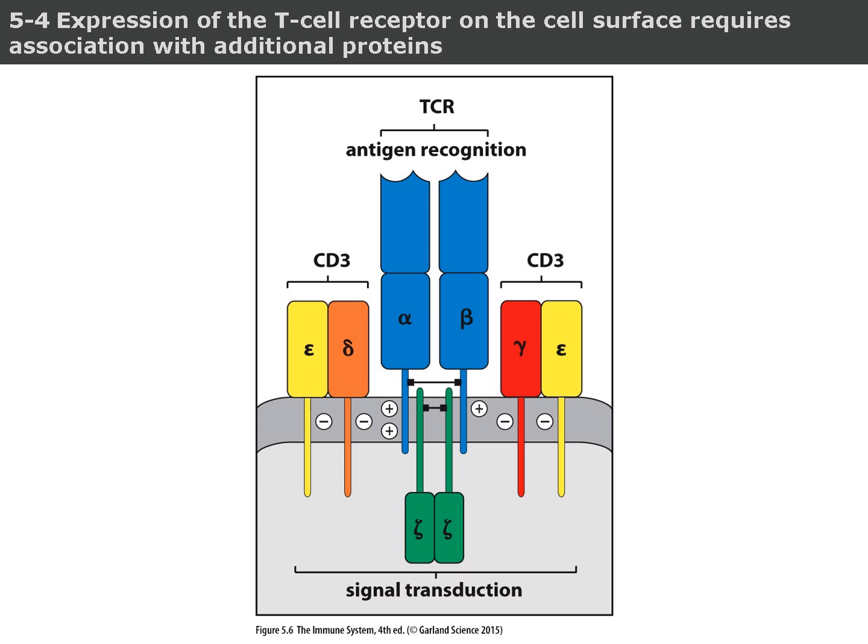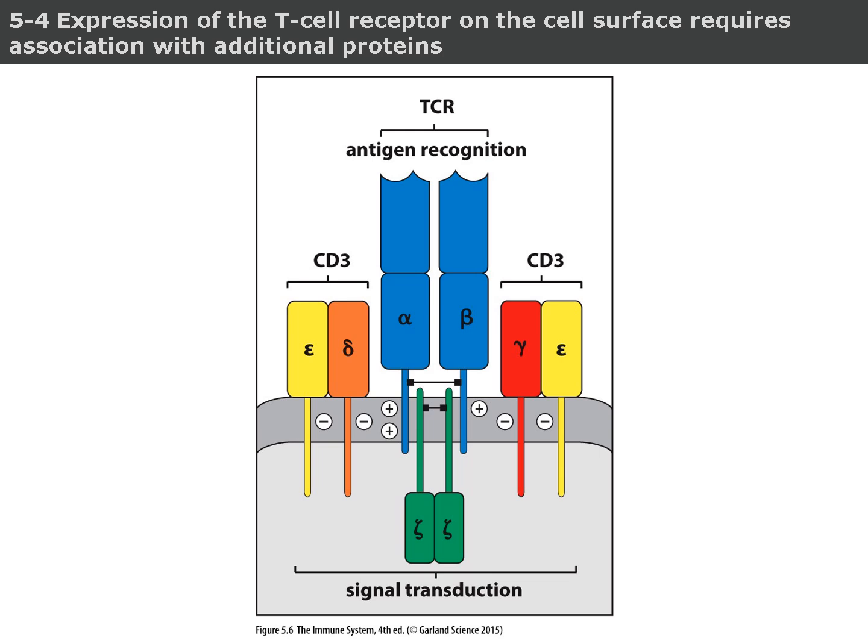However, the T-cell receptor alone cannot transmit signals. It requires association with the CD3 protein complex and the zeta chains for full function. The CD3 complex includes epsilon, delta, and gamma subunits, which are responsible for stabilizing the receptor at the cell surface. The zeta chains, shown in green, extend into the cytoplasm and are critical for initiating intracellular signaling once the receptor binds antigen.